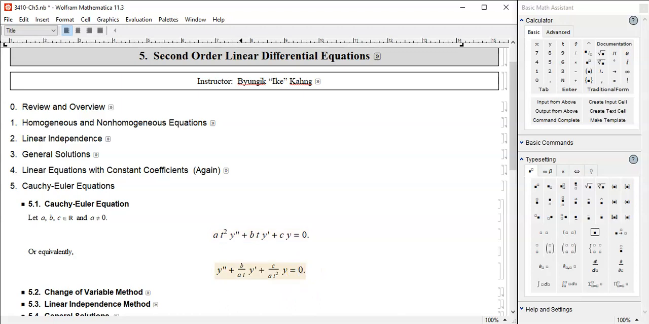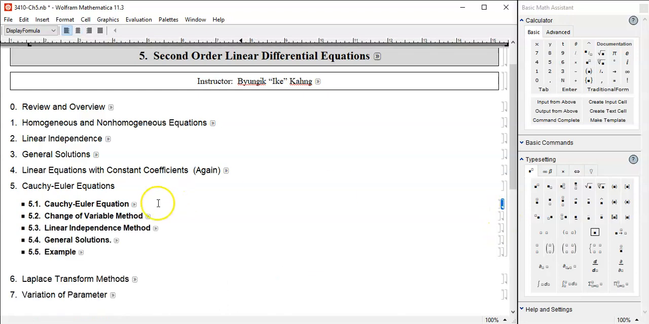Divide each term by a t squared, then we get this form, the equivalent. This thing is called a Cauchy-Euler equation.